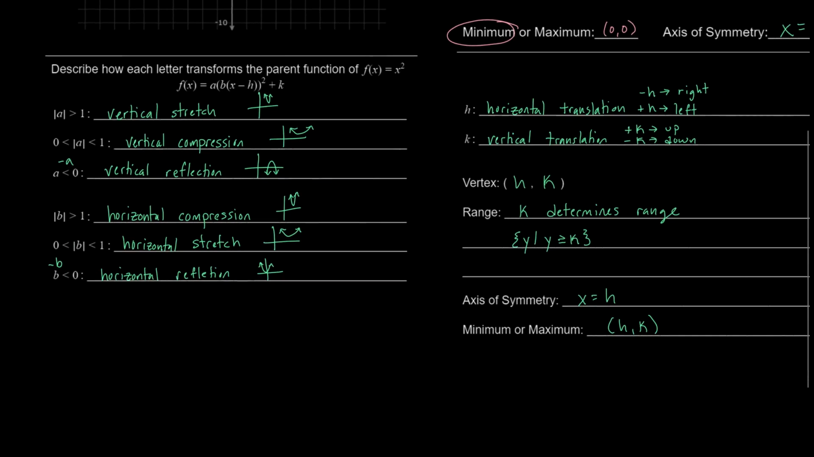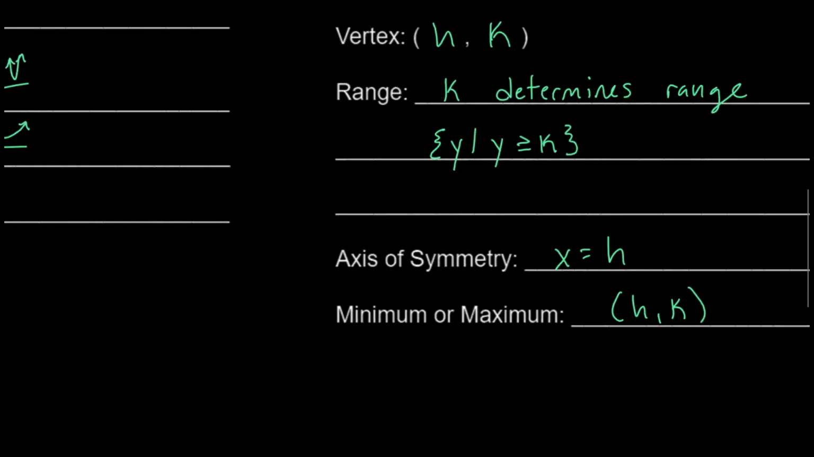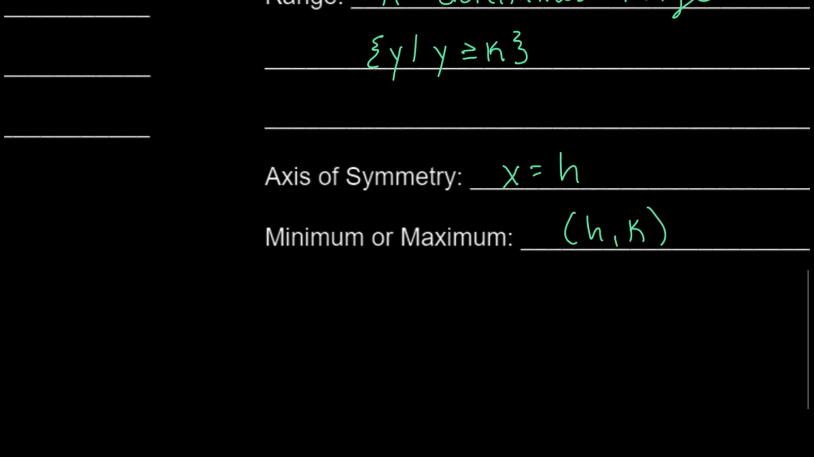Any questions about any of this that we've gone over? Yes? So minimum or maximum just means if the graph is normal, like this, it has a minimum. And that minimum point right there is HK. If it has a maximum, it's reflected, but still that maximum point is HK. Oh, yeah, I'm just showing you. You don't have to write that. Any other questions from these notes?